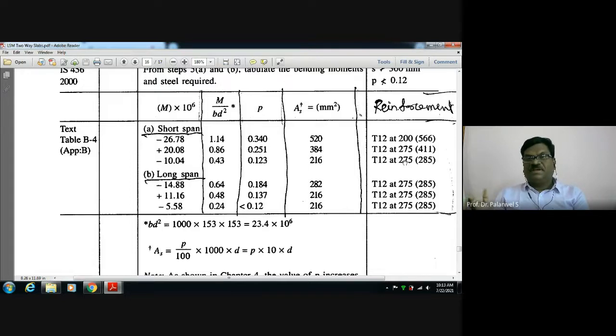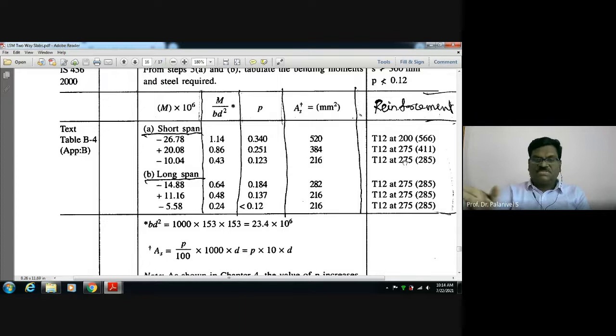I hope you will understand what I am trying to tell you, right? Because you cannot provide one bar continuously from one end to the other end of the slab, because the spacing required differs at midspan and at the edges, at the continuous edge, at the discontinuous edge. How to provide it? The positive bending moment bars you have to curtail.